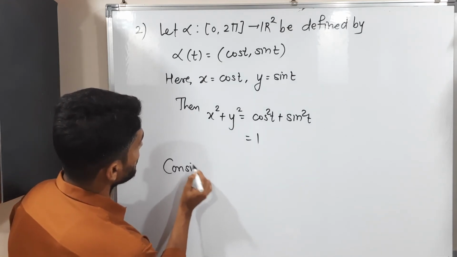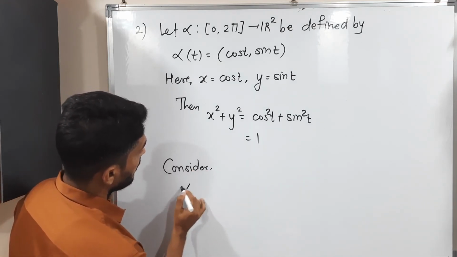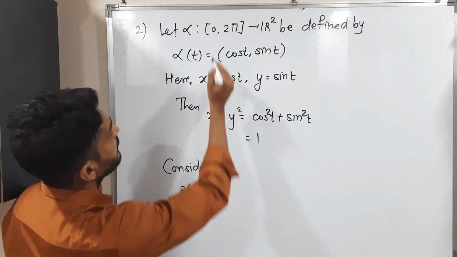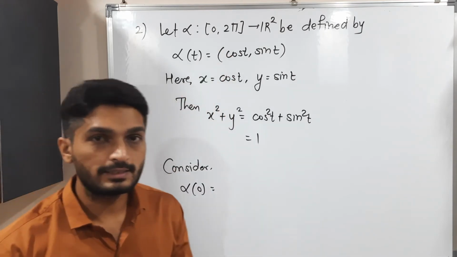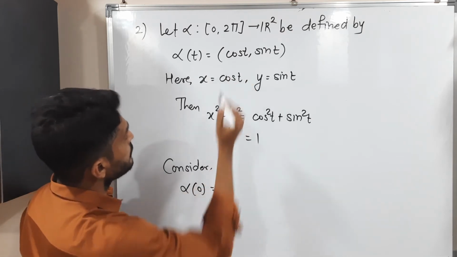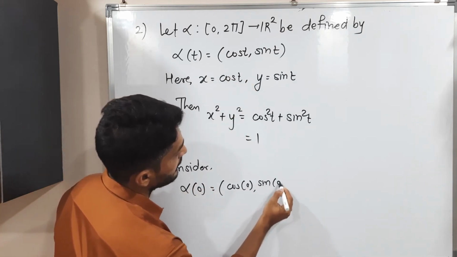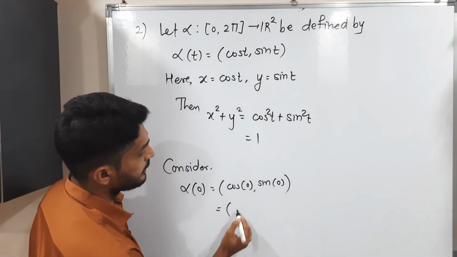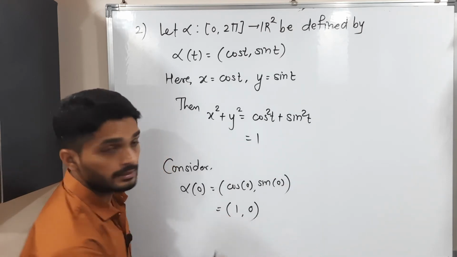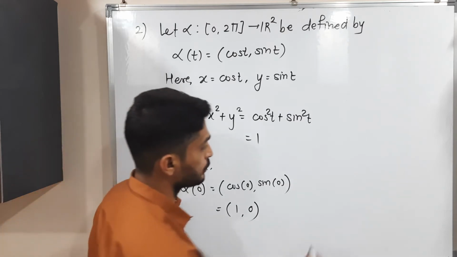Consider alpha of 0. I'm taking the first value of t, 0. So what will happen if I put 0 in the definition? We will have cos 0 comma sin 0. What is the value of cos 0? 1, and sin 0 is 0.